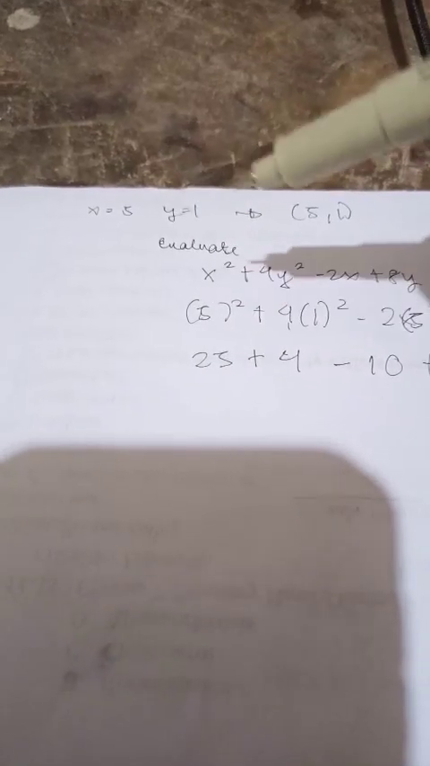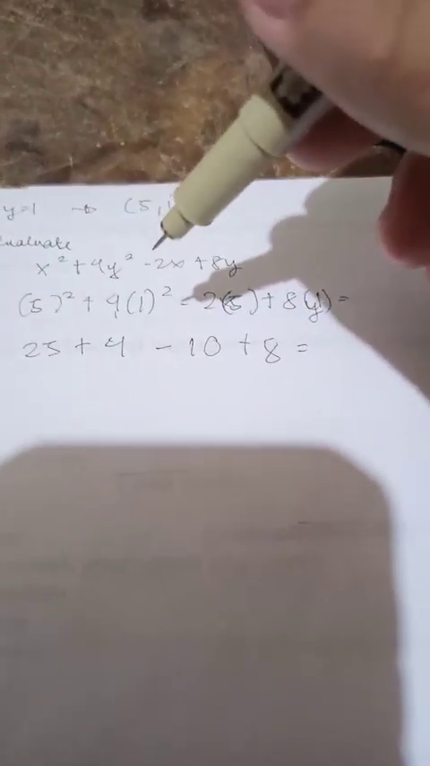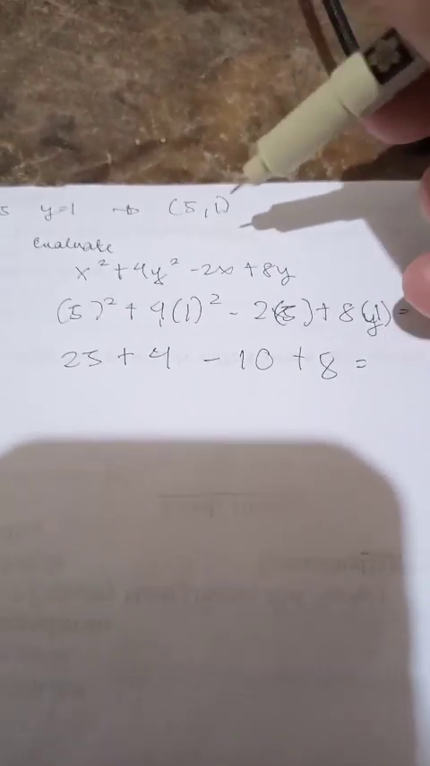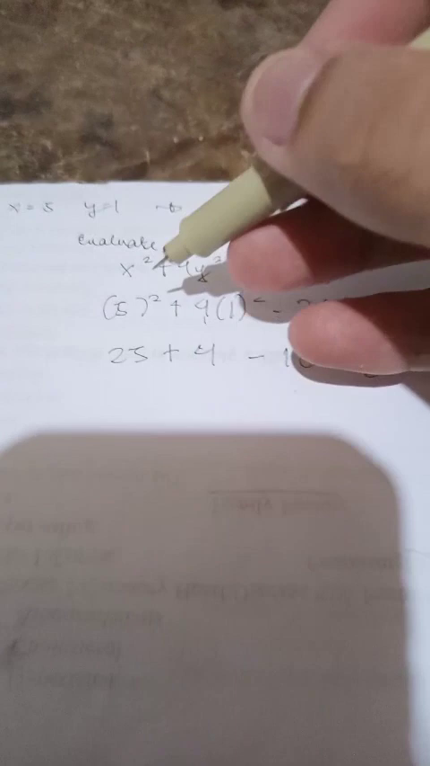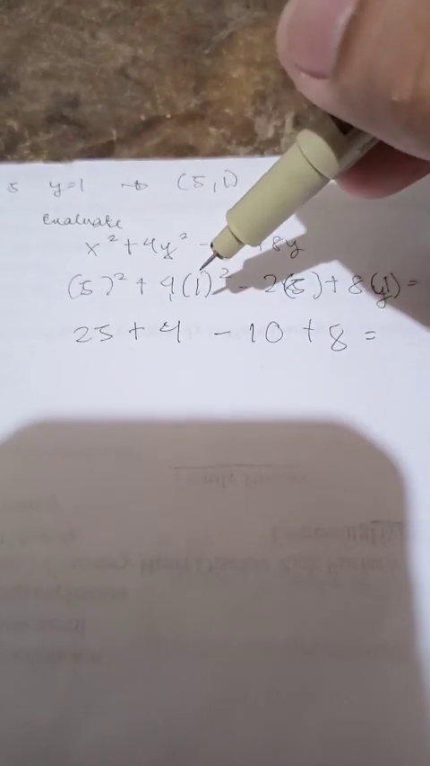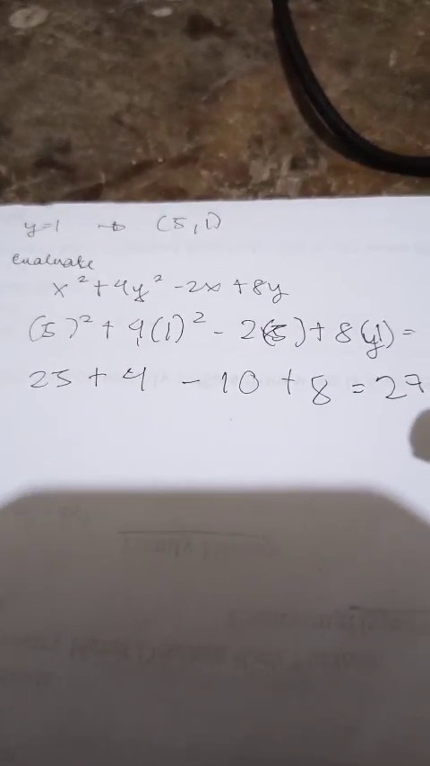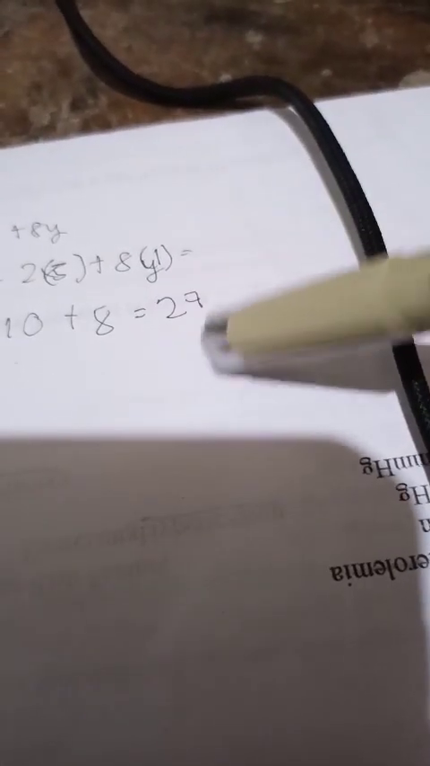After getting the values of x and y, we evaluate the given x squared plus 4y squared minus 2x plus 8y at the point 5 and 1, 5 being x and 1 being y. So we substitute. We have 5 squared plus 4 times 1 squared minus 2 times 5 plus 8 times 1. So you have 25 plus 4 is 29. Plus 8, you have 37, and minus 10, you have 27. So now we have the minimum value for x squared plus 4y squared minus 2x plus 8y, which is 27.